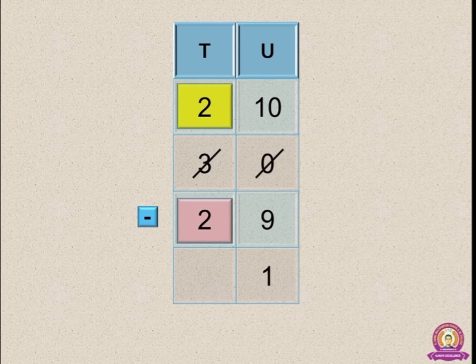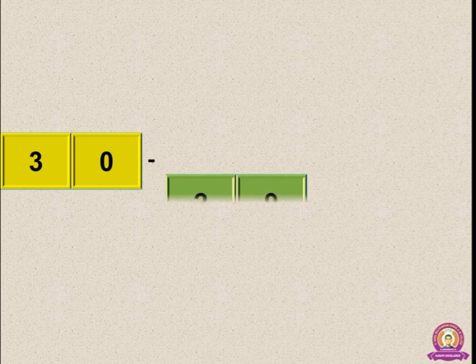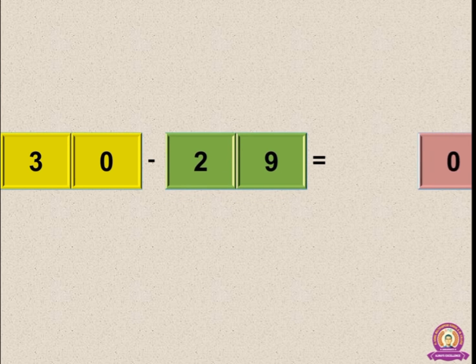What did we learn in the poem, children? When the number is the same, 0 is the game. Therefore, 2 minus 2 is equal to 0. 30 minus 29 is equal to 1.